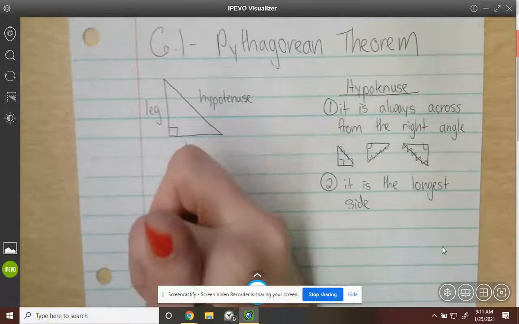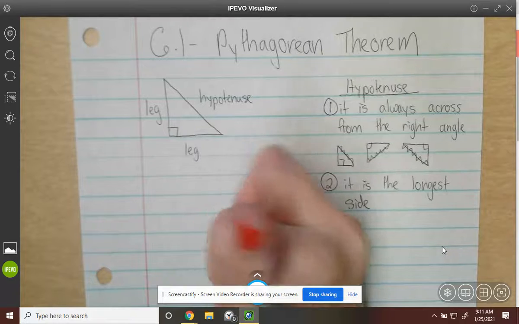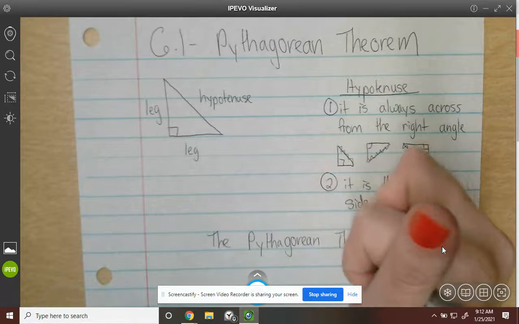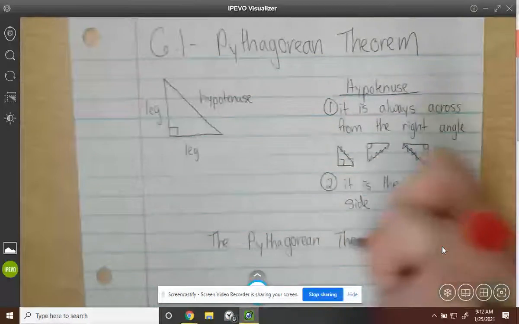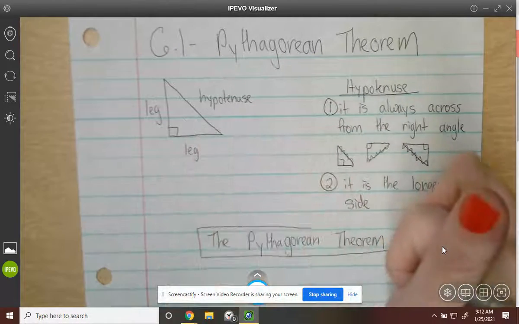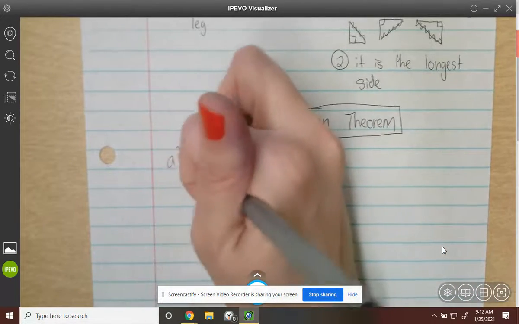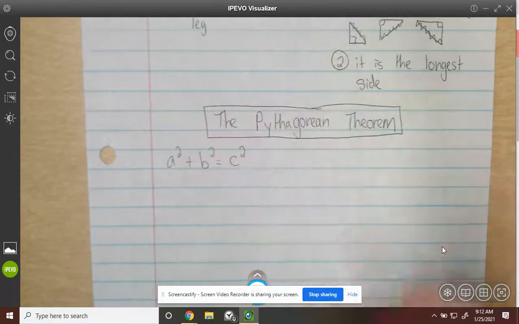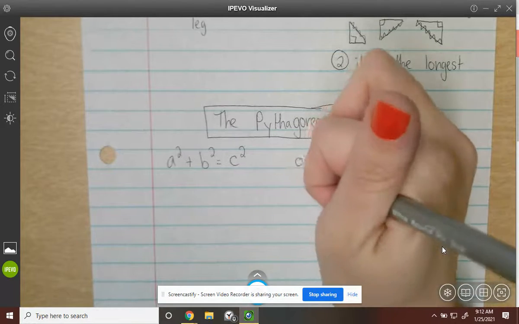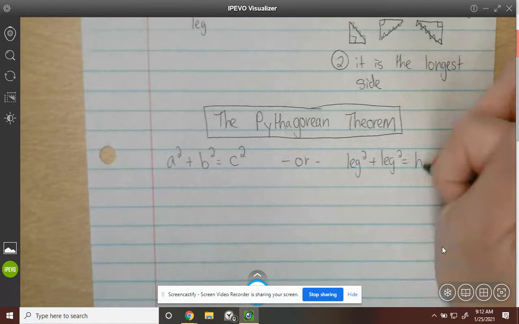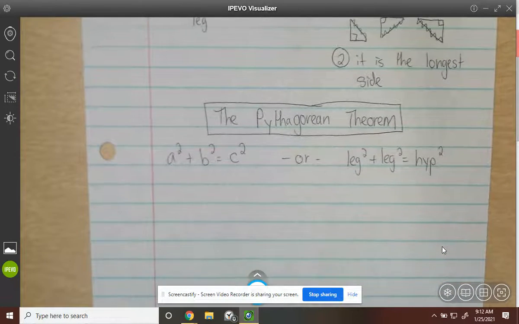Okay, so here we go. The Pythagorean theorem. There are a whole bunch of different ways to write this. What a lot of people do is a squared plus b squared equals c squared, which is great, but you have to memorize what sides a and b are. I really like this one: leg squared plus leg squared equals hypotenuse squared. That would be my go-to.